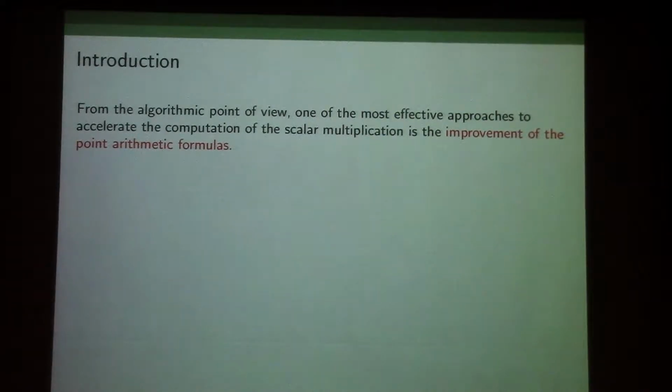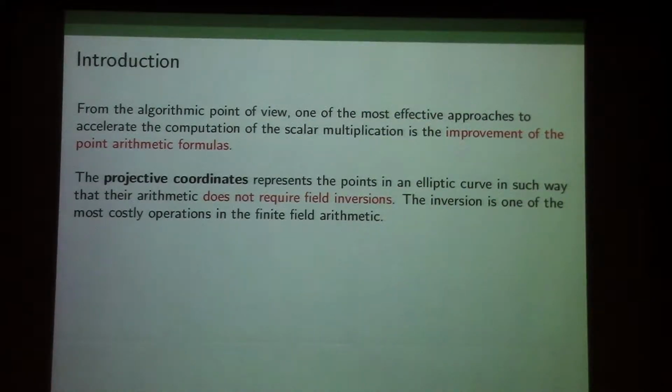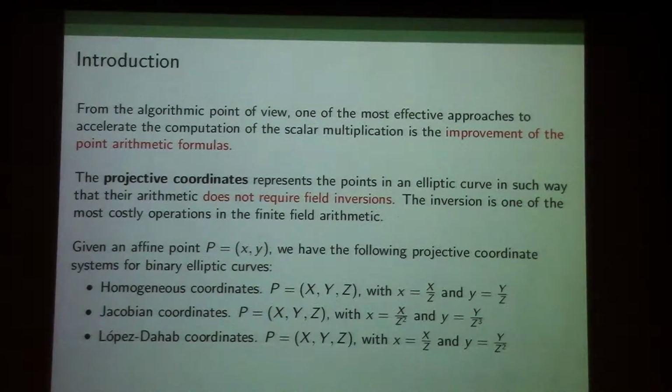We have points in the curve, so we want to improve the efficiency of point doubling and point addition, for example. One interesting way to do that is by proposing projective coordinates, because with projective coordinates, the point arithmetic does not require point inversions. Point inversion is a very expensive operation in finite fields. So until our work, we have these three major projective coordinates for binary curves: the homogeneous coordinates, the Jacobian coordinates, and the López coordinates.